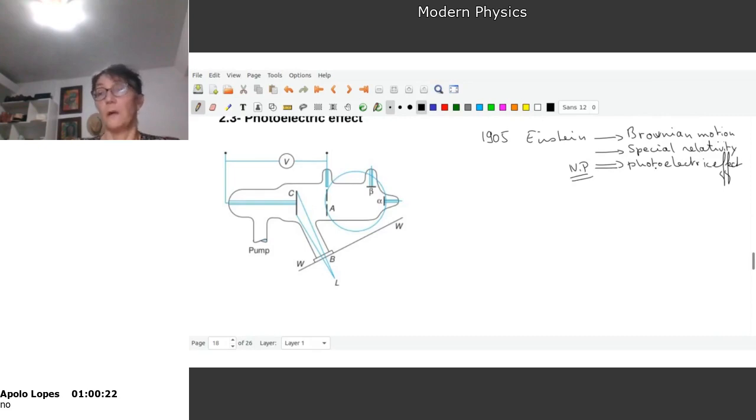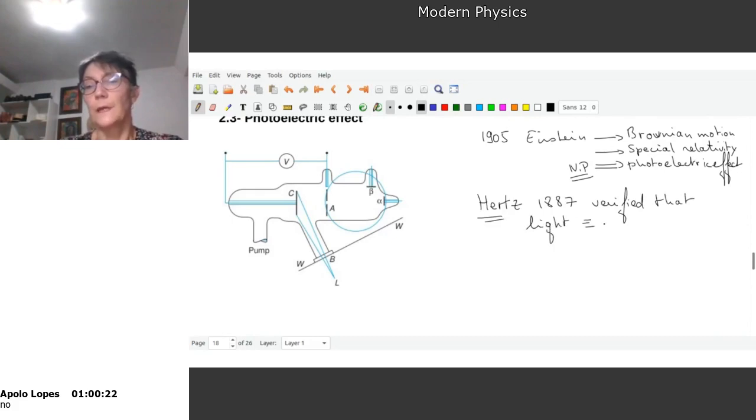So it seems very simple. Photoelectric effect. Everybody uses photoelectric cells to do a lot of things. What is the principle? First, it was observed by Hertz, in 87, I think, when Hertz verified that light is an electromagnetic wave. And so doing that, he observed some phenomenon, actually he discovered the photoelectric effect.